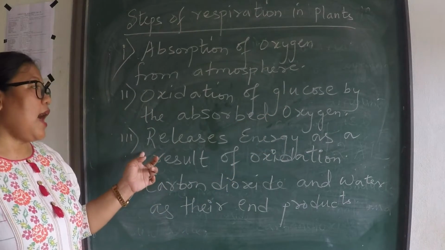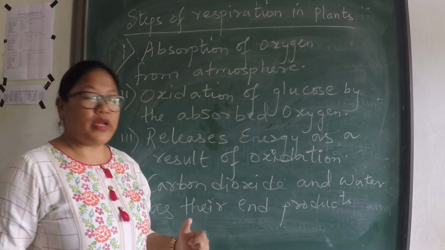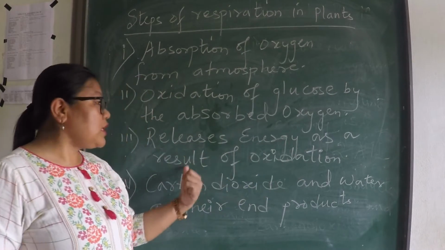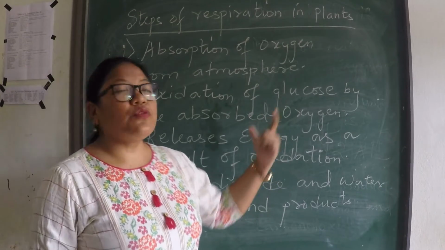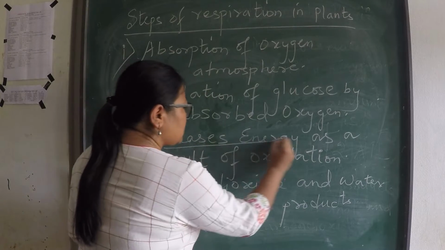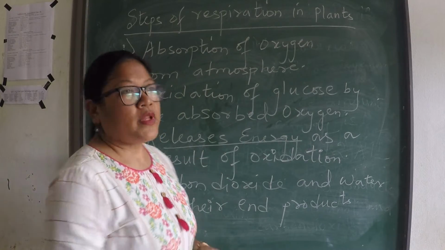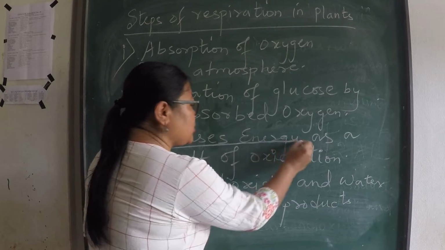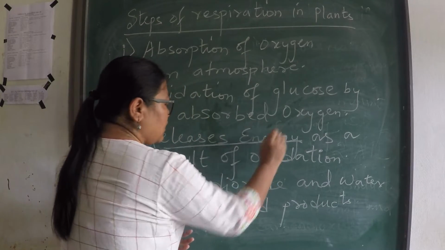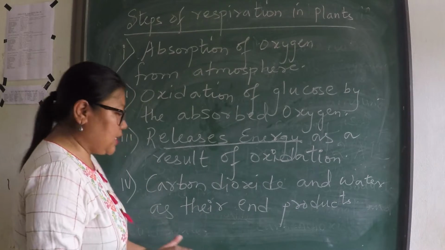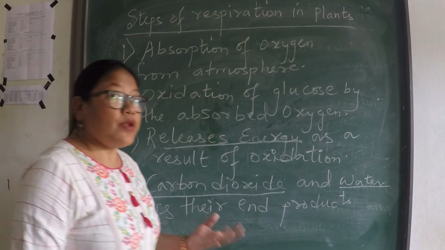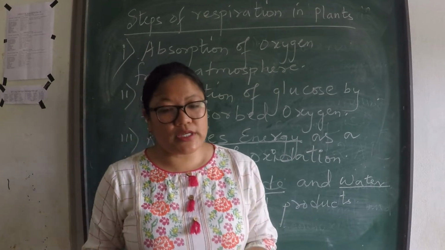And next, after glucose is broken down, what happens? It releases energy as a result of oxidation. After glucose is broken down in the presence of oxygen, it releases energy. And after energy, what else is left? What else is produced is carbon dioxide and water, which are the end products of respiration.